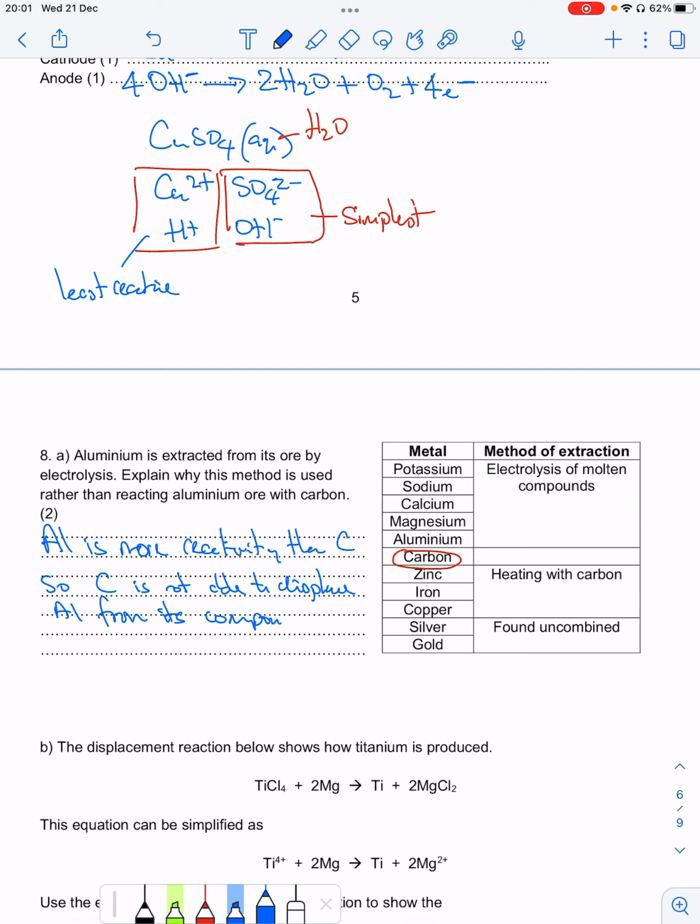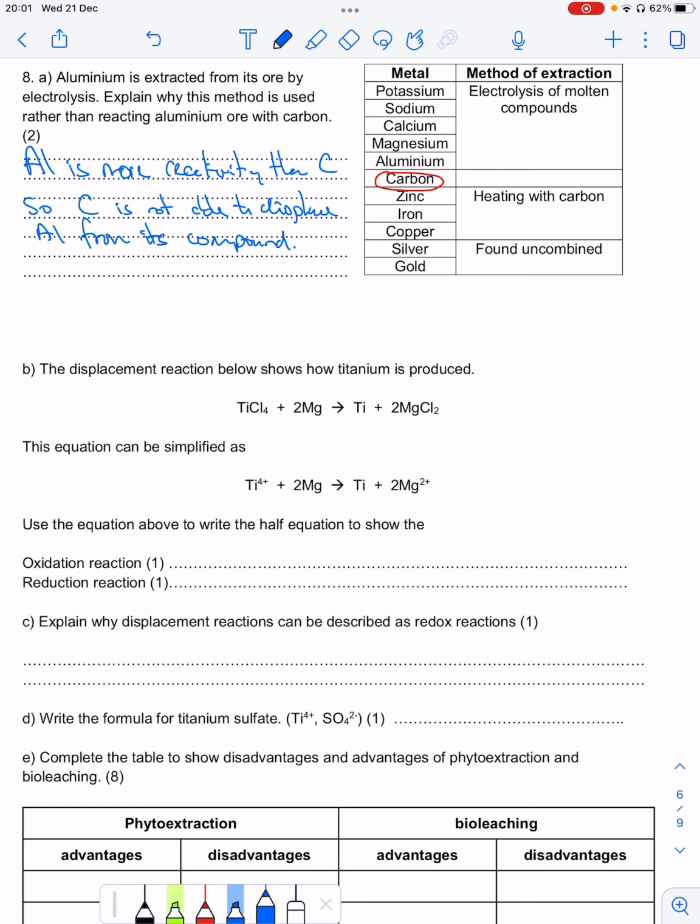Some further bits to think about with this. So we've got here an extraction process. This is extracting titanium from titanium chloride, and they use magnesium because magnesium is more reactive than titanium to do this. So you can see the titanium's been displaced and the magnesium ends up with the chloride. In ionic form, this is what we've got. And it wants us to identify which of these has been oxidized, which of these has been reduced.